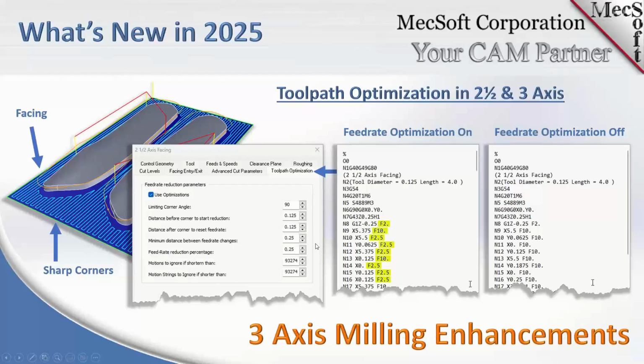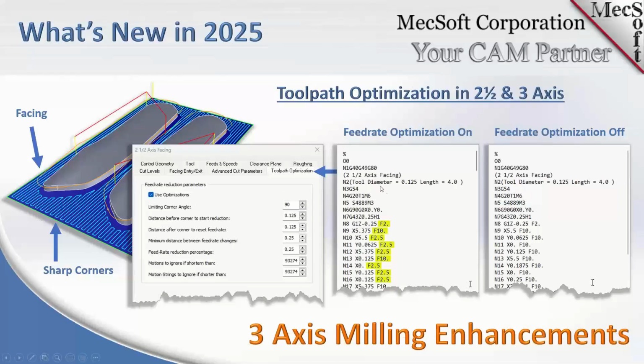Again, after the corner has been cut, when do you want to reset the feed rate back to the normal feed rate? That's the next parameter. So these are the controls we have. And then obviously the feed rate reduction percentage. How much do you want to reduce the feed rate as you're going into the corner, and then ignoring certain types of motions also. So quite a bit of control. And we see this as an area that we're going to be constantly working on to improve feed rates and other sorts of optimizations for the toolpath in the coming releases.